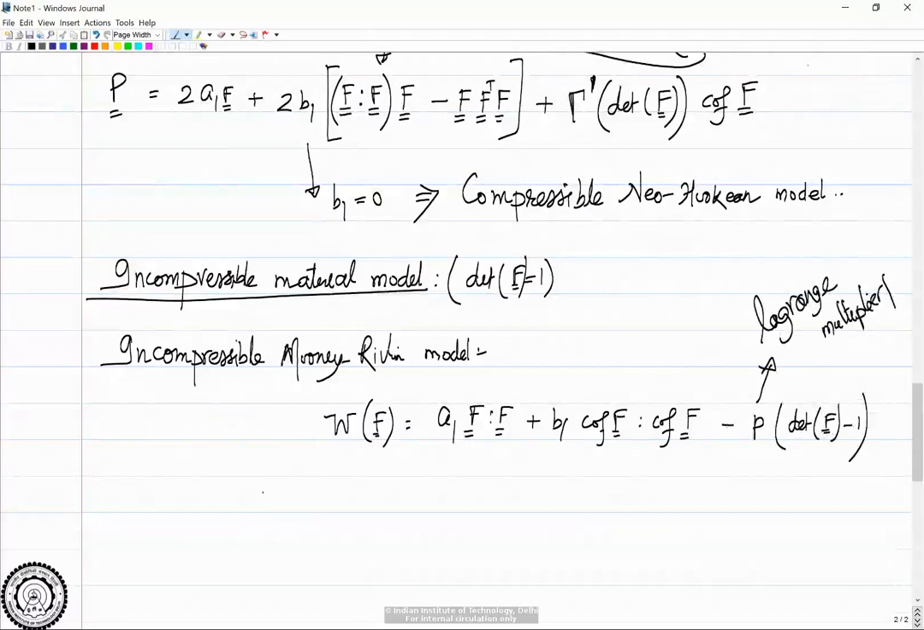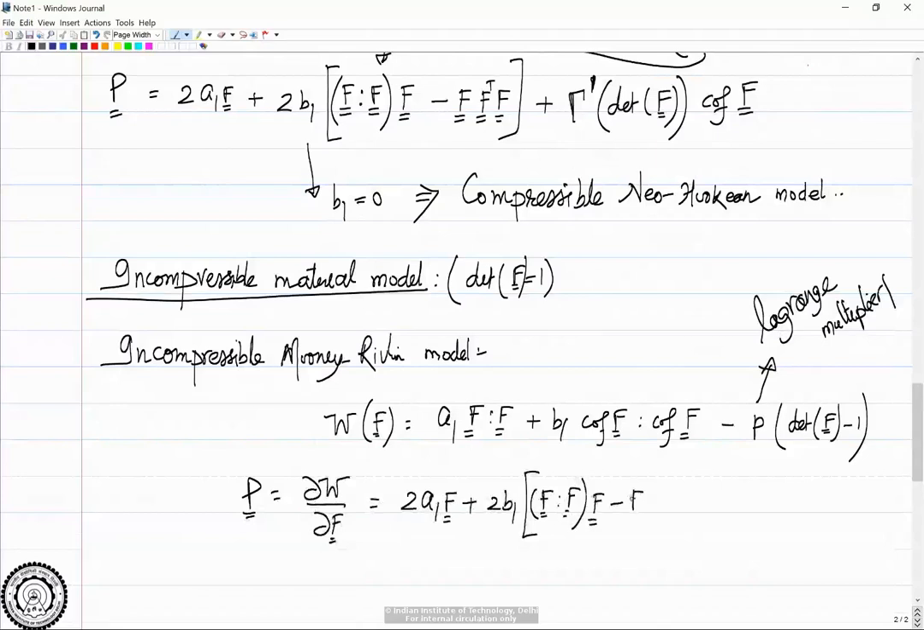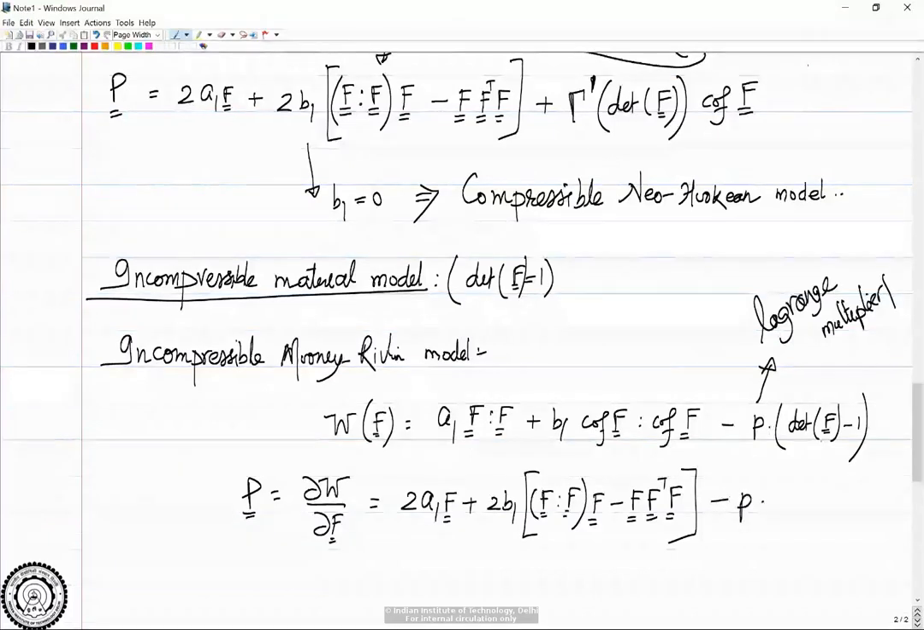Okay, and now when you work out the Piola-Kirchhoff P, which is del W by del F, then everything will be as earlier, which is 2A1 into big F plus 2B1 into big F double contraction big F into big F minus big F into big F transpose into big F. But then you have to also take the derivative of this Lagrange multiplier term and you simply get minus P into the derivative of the determinant with respect to F, which you all know is the cofactor of F, so det F into F inverse transpose. But det F is 1 here, so you just get F inverse transpose.